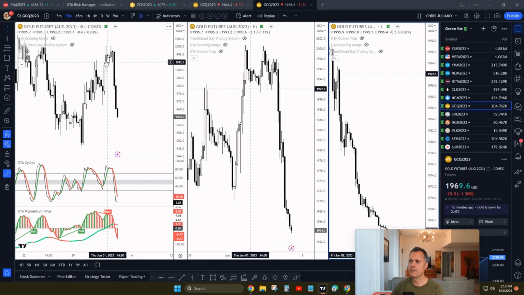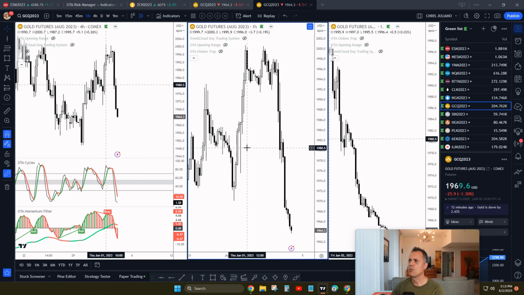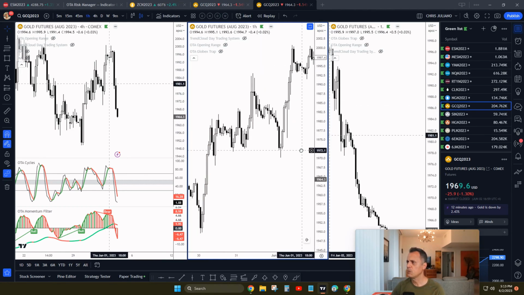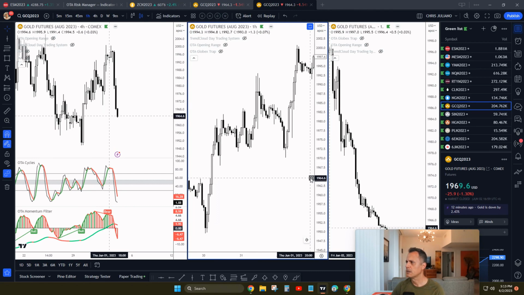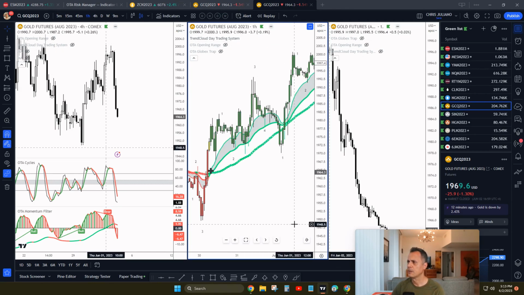High time frame, we're on the 4-hour chart. Momentum is pointing down. Now, on our 1-hour chart, we were looking at it like this, right? 1-hour chart here, the trend is actually up.